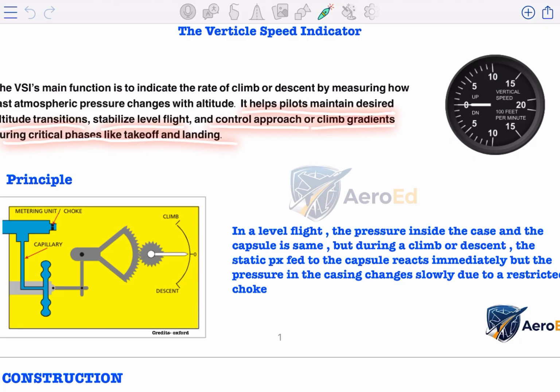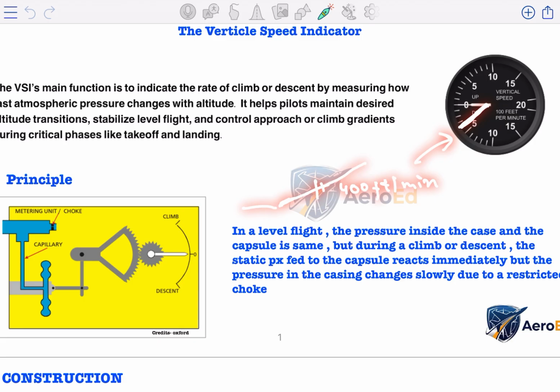So if the pilot wants to maintain a desired altitude, for example 5000 feet, the pilot will look at the instrument, and if the needle is showing 0, that means the aircraft is not climbing and not descending. So the aircraft is maintaining a level flight. And for example, if the aircraft is at finals and the pilot wants to have a steady descent, which is 400 feet per minute, the pilot will look at the needle, which should be pointing at 4, that means it is descending at a rate of 400 feet per minute.